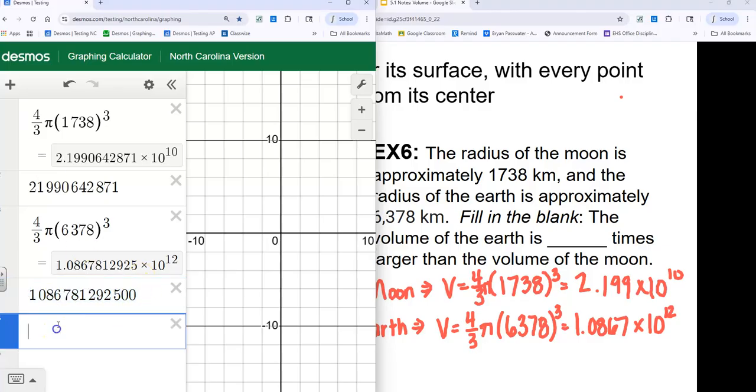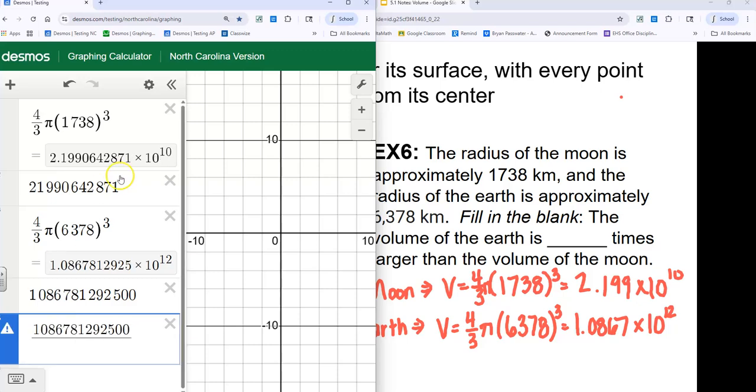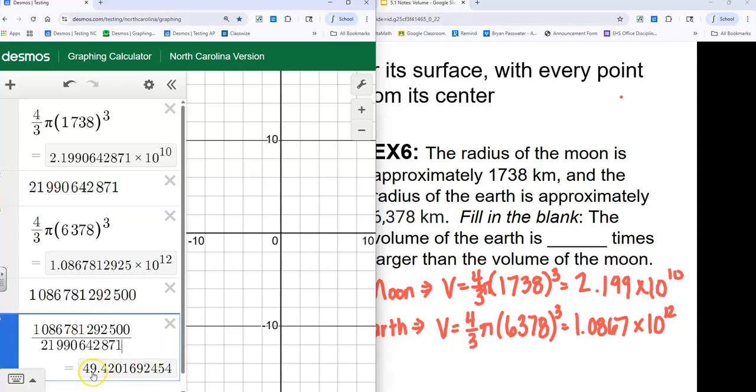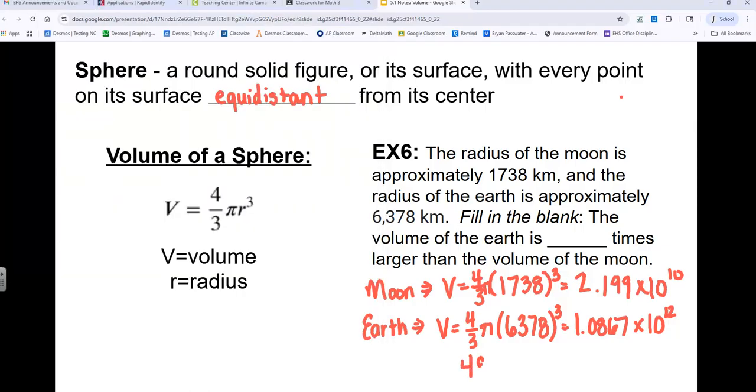You're going to take this number right here and divide it by this number. Oh, gracious. That's not what I meant to do. This number, and we get 49.420. So almost 50 times bigger.